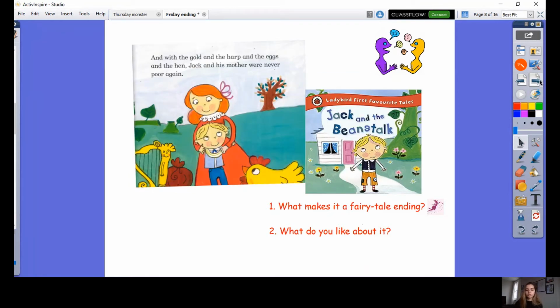And we've got one more from Jack and the Beanstalk. So we know this story because we've been learning it. But this is a different version. So I'm going to read this ending and we're going to think about what makes it a fairy tale ending.